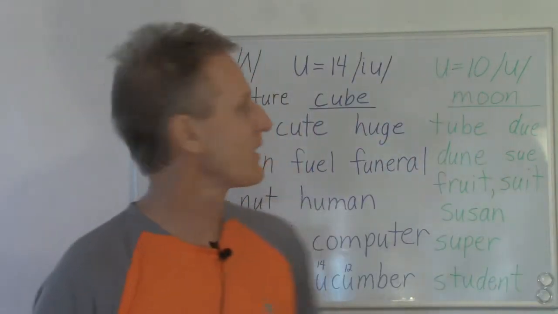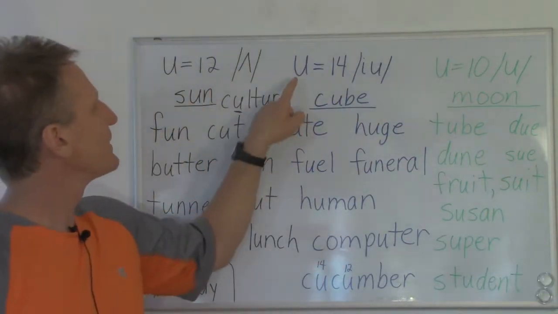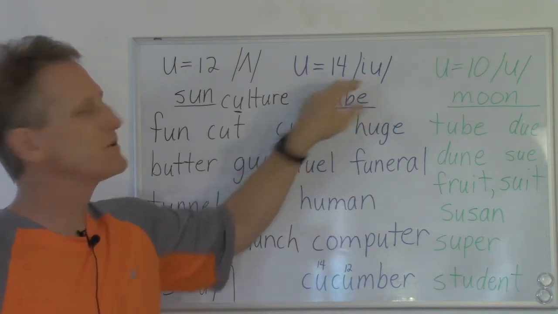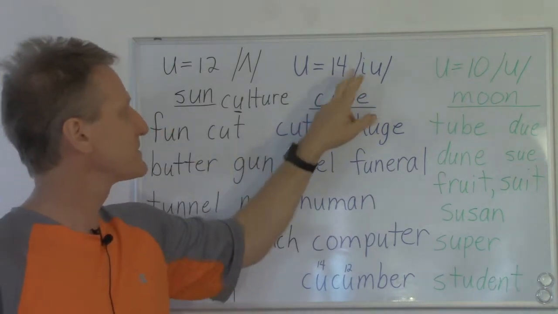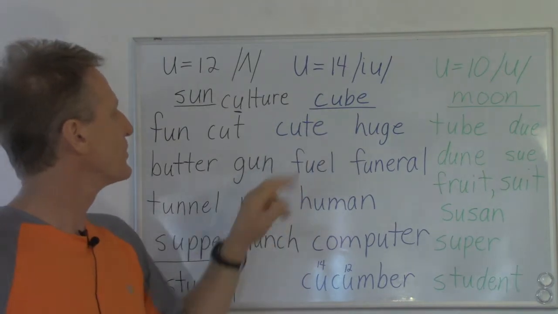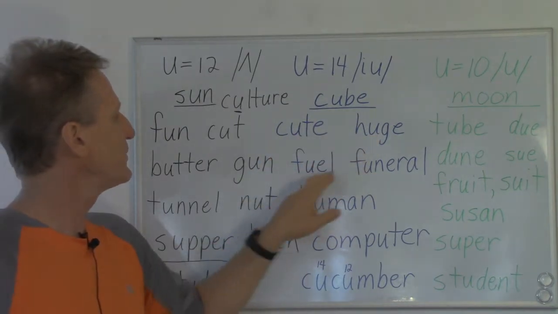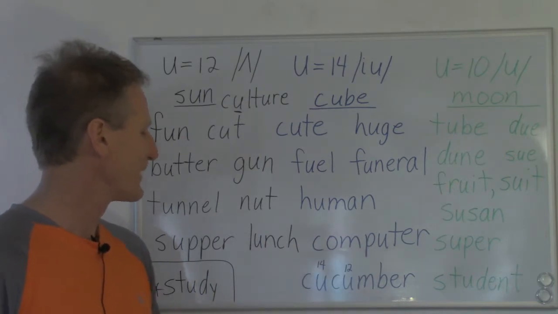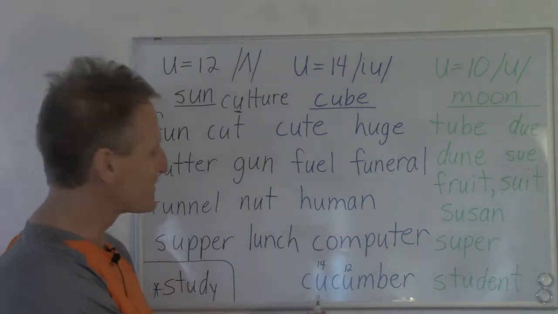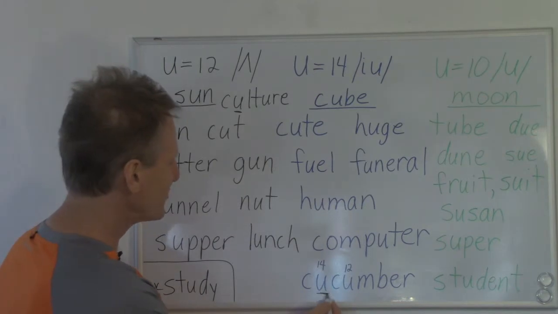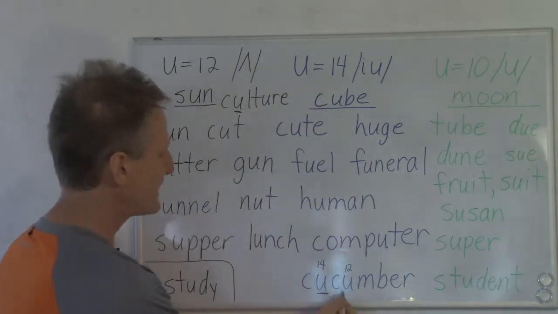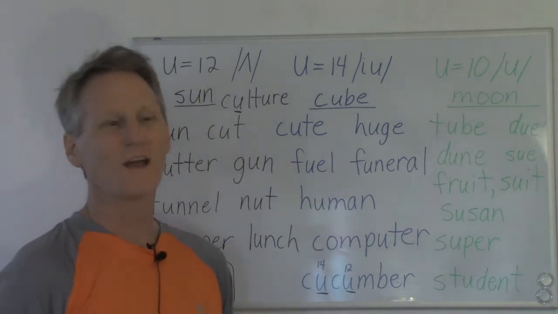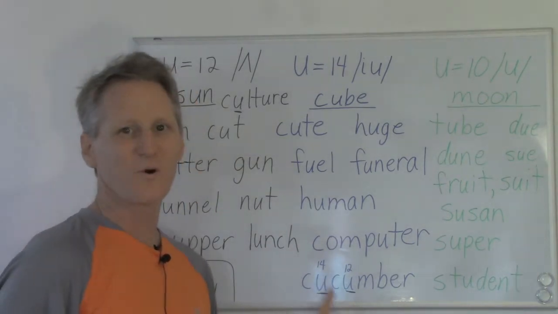So let's go on. We've also got the letter U as in you. Sound number 14. It's a diphthong, two sounds. IPA written like this or something similar. Cube, cute, huge, fuel, funeral, human, computer, cucumber. Now this word is especially fun because it's got U right here and it's got the other sound right there. Cucumber, cucumber. There's a lot you can learn from a word like cucumber.